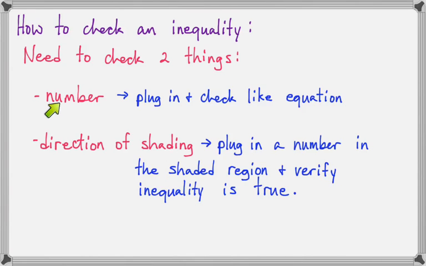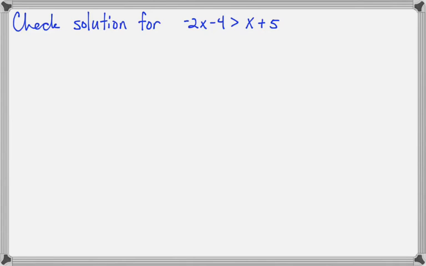So when we check the number, it checks like an equation. When we check the shading, we treat it like an inequality again. Let's see how it looks. We're going to check the solution for negative 2x minus 4 is greater than x plus 5. So this is an inequality that we had in a previous lesson, and when we solved it, we came up with x has to be less than negative 3, and this was the graph that we got.